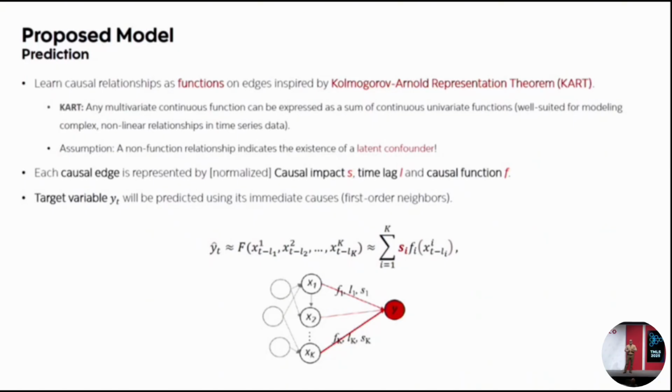One of the goodnesses of this approach is that you can estimate the number of variables you never captured in your model. Each causal edge here is represented by three parameters: first, causal impact; second, time lag; and third, a causal function.